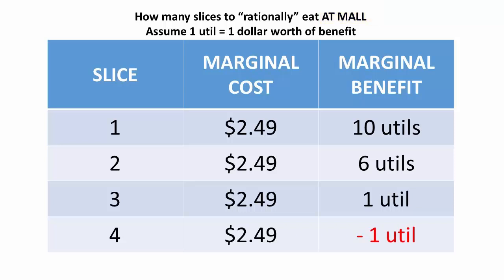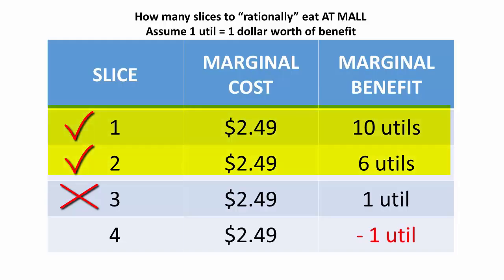Well, the pizza at the mall costs $2.49 per slice. And let's assume that's the only way you can buy it, 1 slice at a time. Now, the marginal cost of each slice is $2.49. If I change our table to reflect this new information, you notice something strange. At the mall, this person should rationally only consume 2 slices.